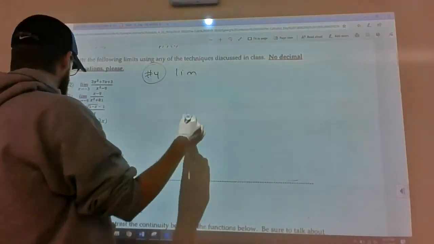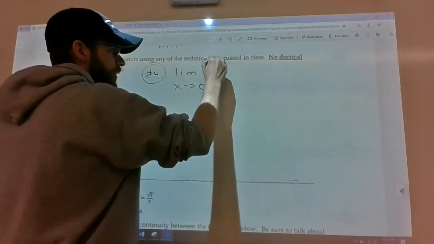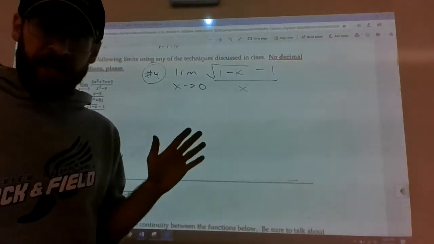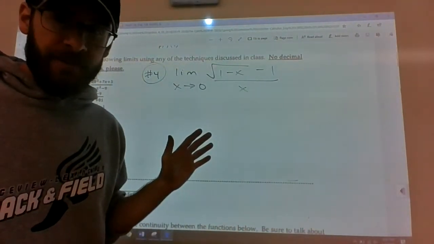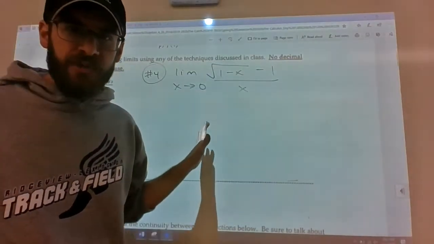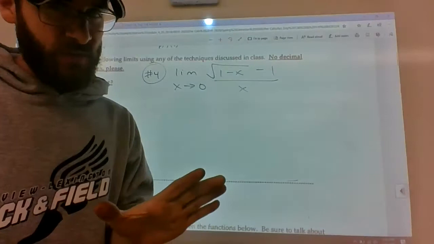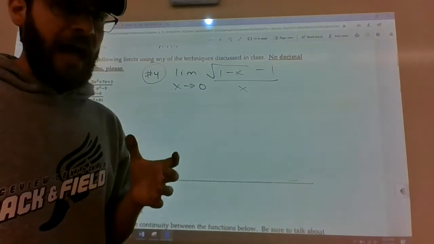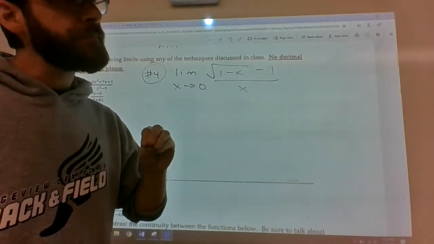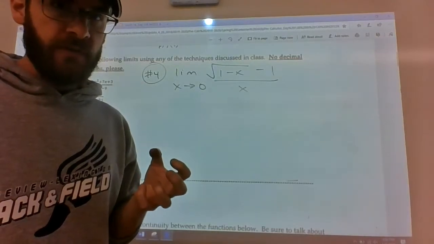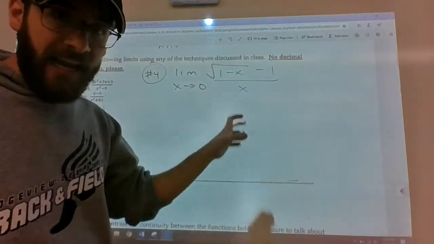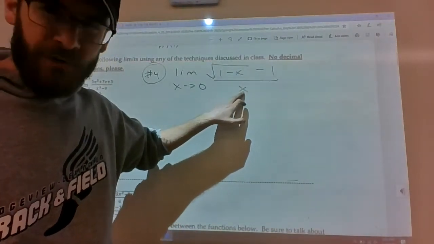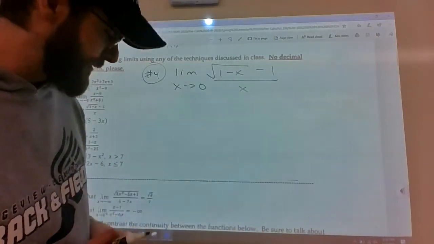Number 4. Oh, those pesky square roots. Well, check it out. Does plugging in 0 on the bottom create a divide by 0 error? Yep. Okay, so we've got to do something different. We can't factor this one, but we talked about how multiplying by this thing called the conjugate will actually get rid of the square roots on the top, creating a potential simplification of the x on the bottom.